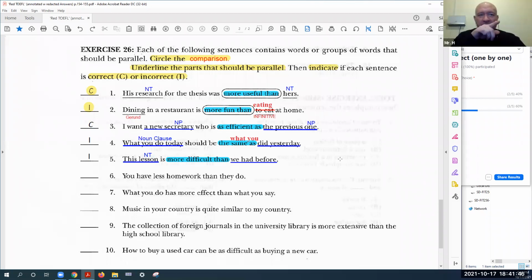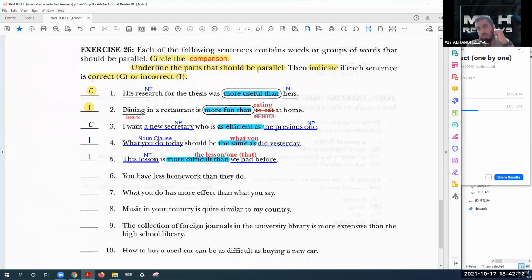So this lesson is more difficult than the lesson we had before. There you go. The lesson. Or you could say the one. What does it mean? The one that we had before. Same thing. It refers to the lesson. You understand? And why is the connector in parentheses? Because it's optional.